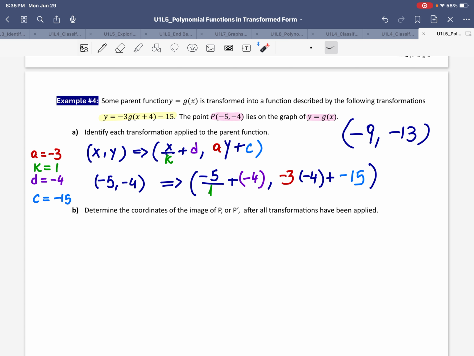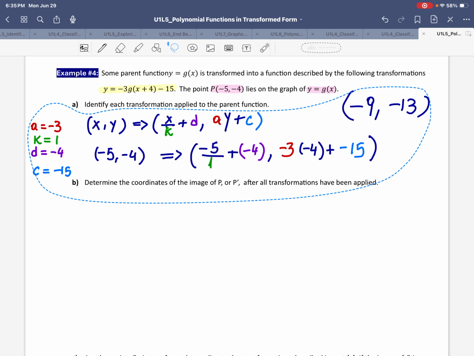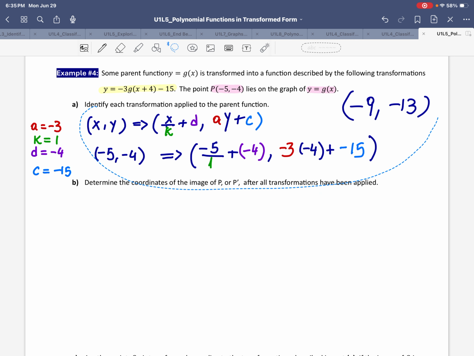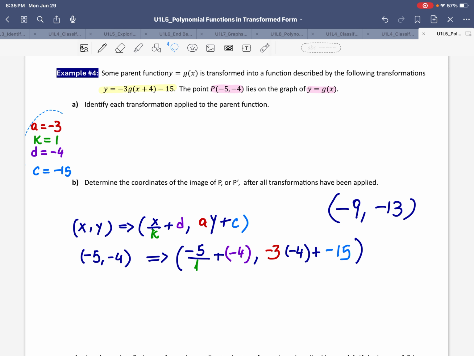Now in the next part of the question, we are asked to find the coordinates of the image point P prime after all transformations have been applied. Okay, so I think that we've already done this. The idea is that we did this all together in one step. So I've been overthinking it, I guess, when I created the lesson.